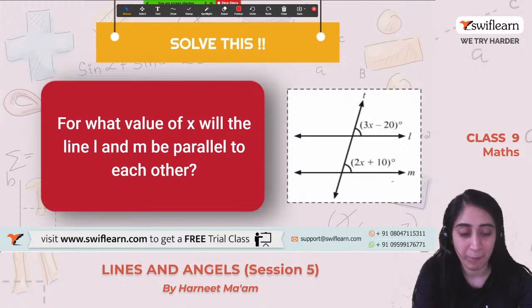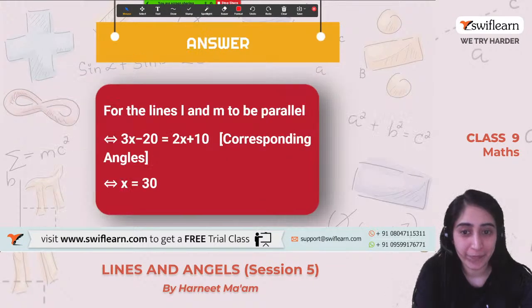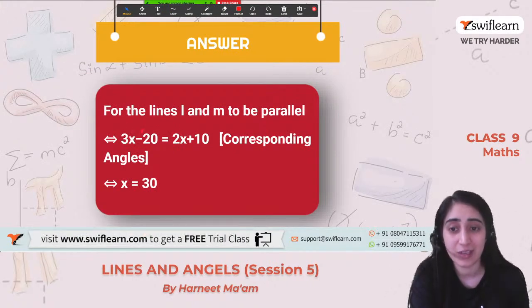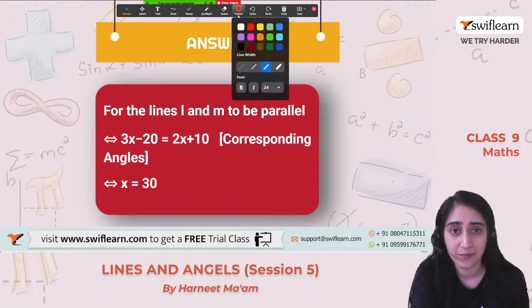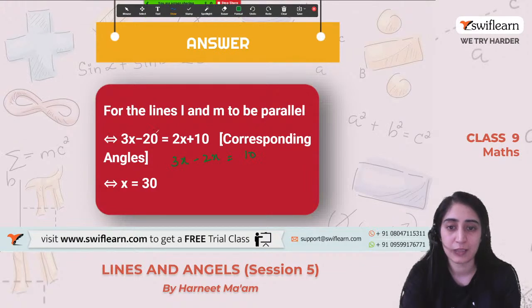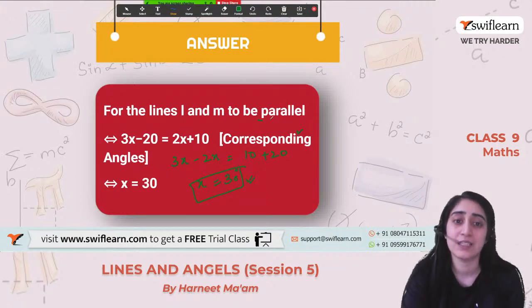The value of x will be 30 degrees. That's right. See, they are corresponding angles. That means they should be equal. So on solving, 2x goes on the other side. 3x minus 2x comes out to be x. So it becomes 3x minus 2x is equal to 10, and this minus 20 goes on the other side and becomes plus 20. So on solving, x is equal to 30 degrees. If x is equal to 30 degrees, then the corresponding angles are equal. That means the lines are parallel. Done? We have used those theorems, right? Great.